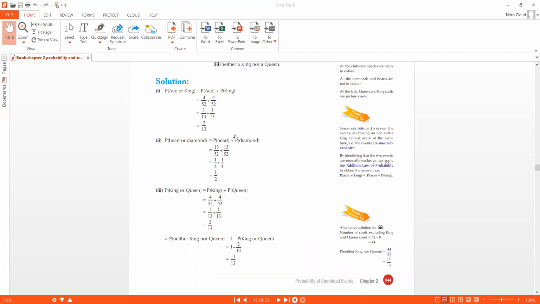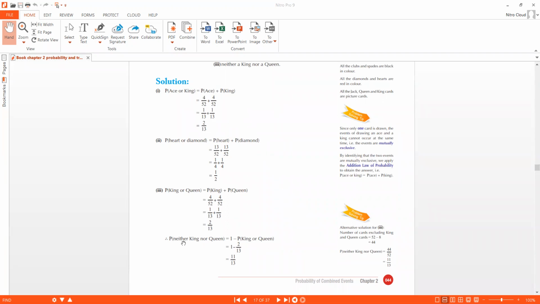Now the probability of ace or king. When the word or is used, and it is demanded that you calculate the probability of ace or king, the solution would be probability of ace plus probability of king. Probability of ace in a deck of 52 cards is 4 out of 52, while the probability of king in a pack of 52 cards is 4 over 52. Solving this, the answer is 2 over 13.